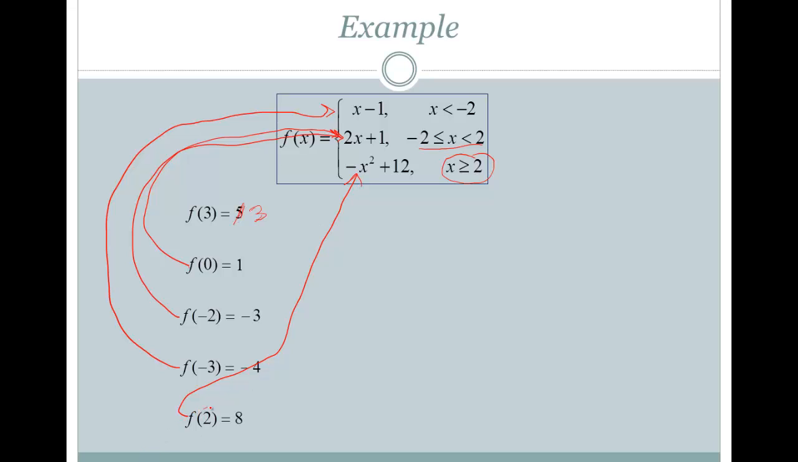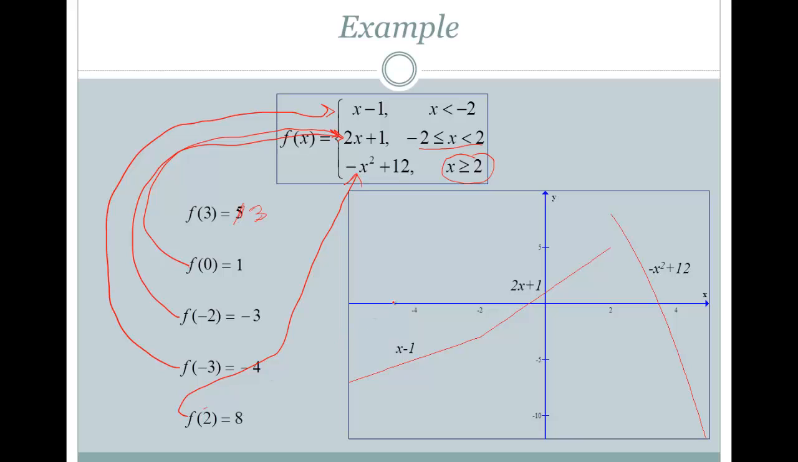And I get 8. Okay? Hopefully that makes sense. Now, if I wanted to graph this, I'm going to have three different segments. Here is the line, straight line, this part of the function when I'm less than negative 2. And then when I'm between negative 2 and 2, I'm going to graph this part of the function right there. And then when I'm greater than 2, I'm going to have my downward parabola.